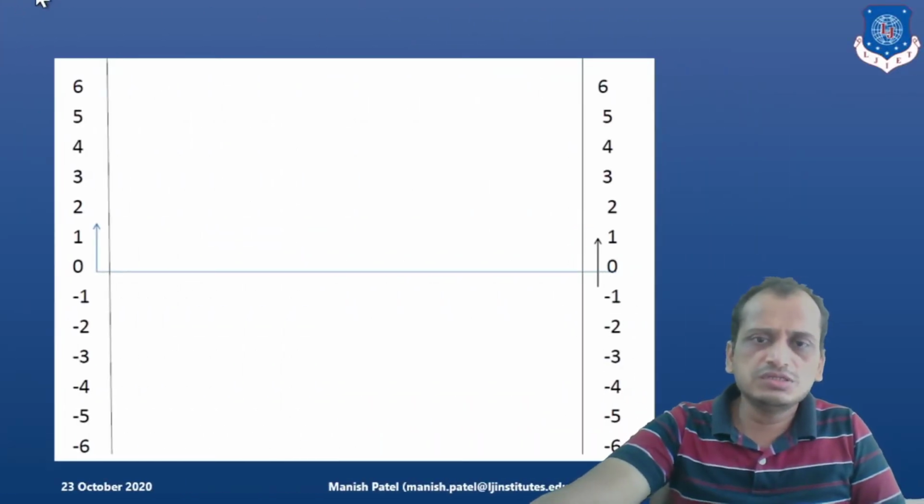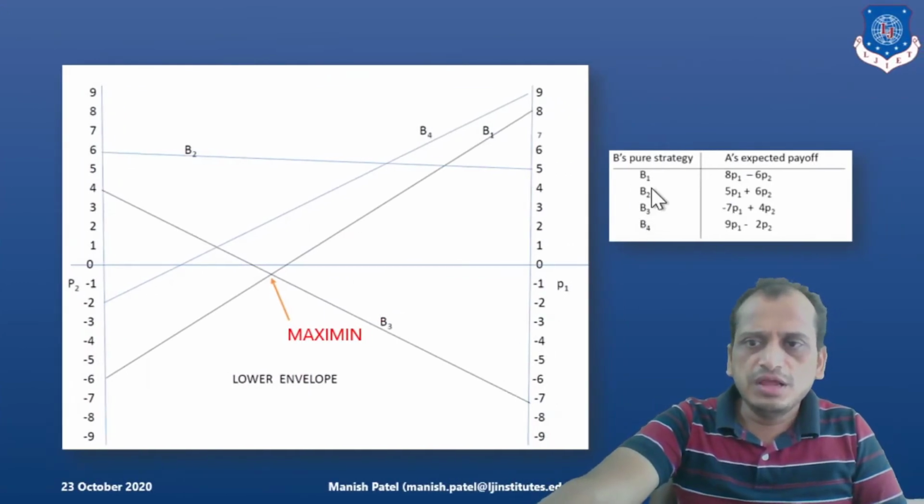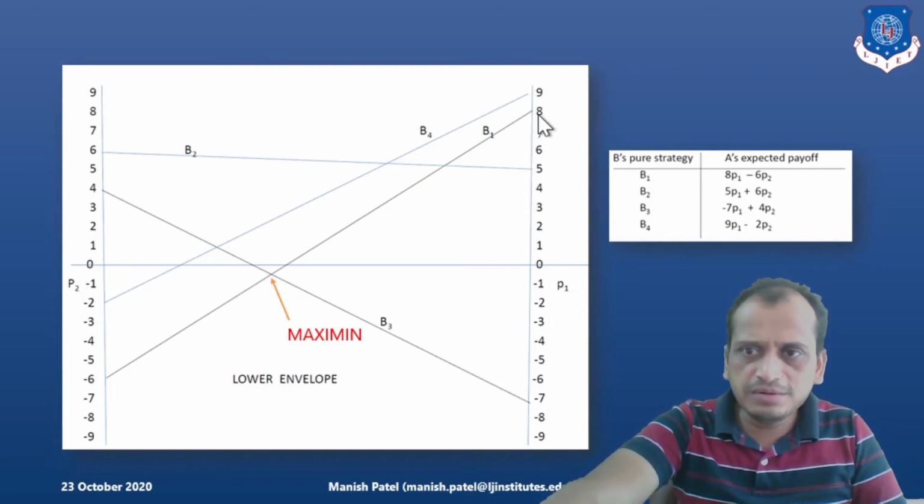Then we will draw this strategy-wise, this A1 and A2, on the vertical axis. With the help of this equation, B1 equals 8 P1 minus 6 P2, so that is the B1. Same way, B2 is 5 P1 plus 6 P2. For B3, minus 7 P1 plus 4 P2. Finally, for B4 we have 9 P1 minus 2 P2. This is the line view of the matrix.